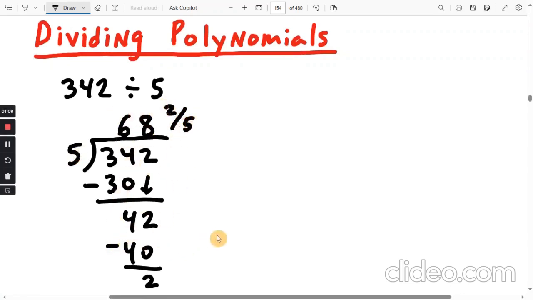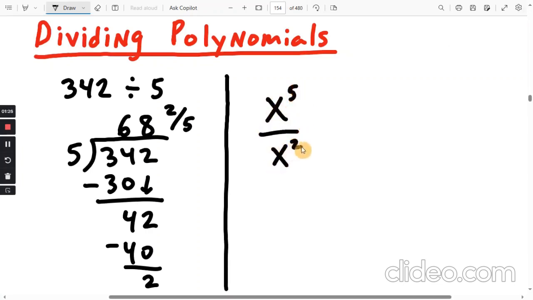All right, so we're going to be doing the same thing with polynomials. You want to remember, basically, when you're dividing variables, the same variable with different exponents. For instance, let's say you do x to the 5th divided by x squared. Of course, you are just subtracting the exponents going down. So you keep the x, and the exponent is 5 minus 2, or just x to the 3rd.